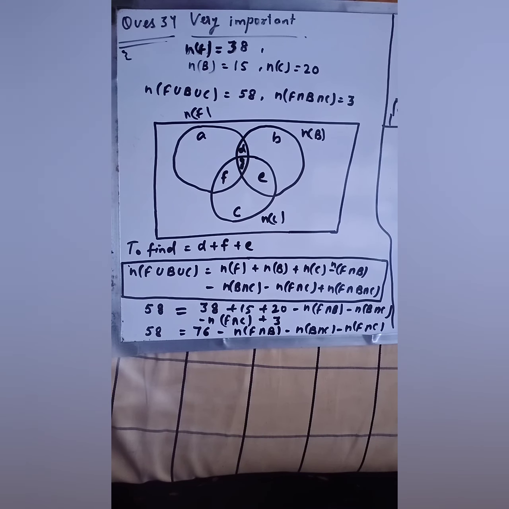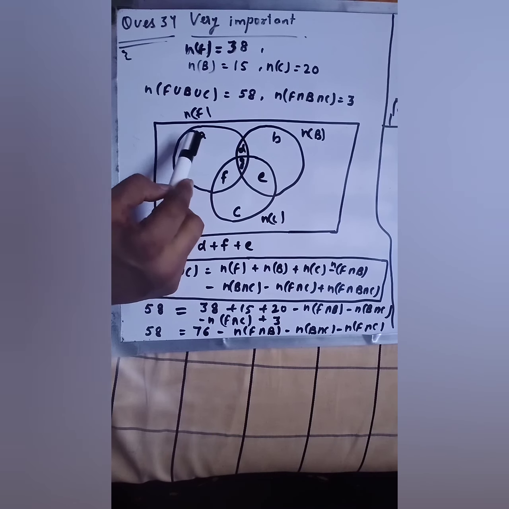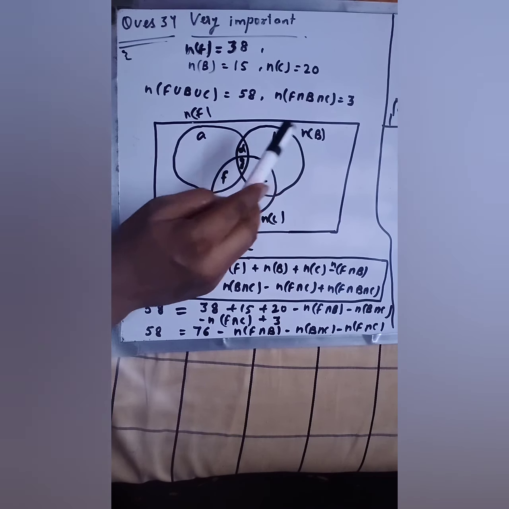And in this question we have to find out how many received medals in exactly two of the three sports. That means we have to find out the men who got medals in exactly two games. That means D is the number of men who got medals in football and basketball only.